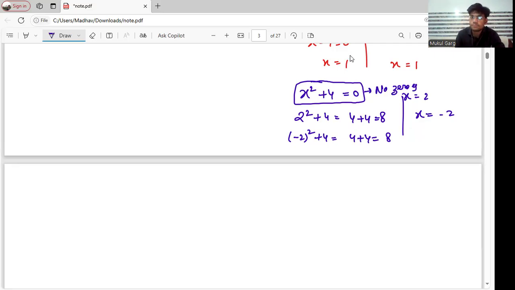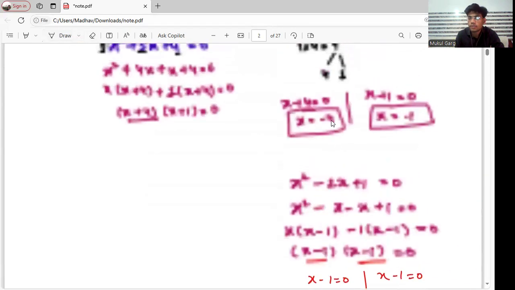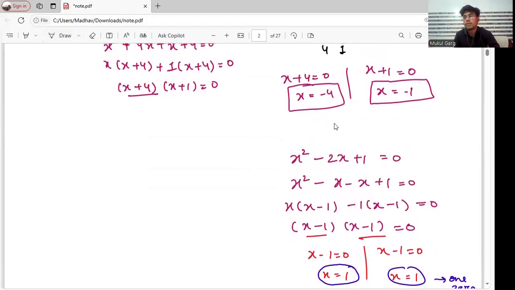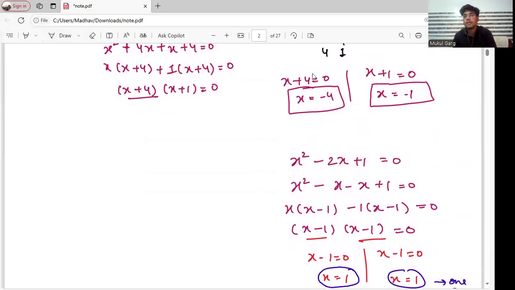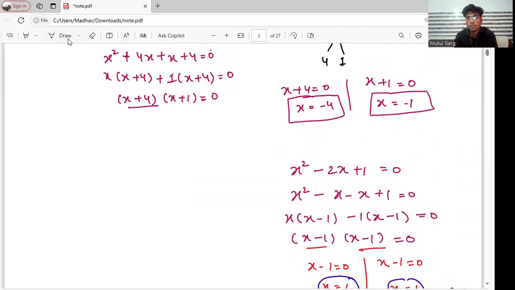Okay, only we got 1 0. एक ही वैल्यू ऐसी आई x की जो सेटिस्फाई करती है इक्वेशन को, या फिर पॉलिनोमियल की वैल्यू को इक्वेट कर दे या फिर बना दे इसको 0. यहाँ पर दो वैल्यूज आई हैं. So here we got 2 zeros. Here we go 2 0. दो zeros आई हैं. ओके.